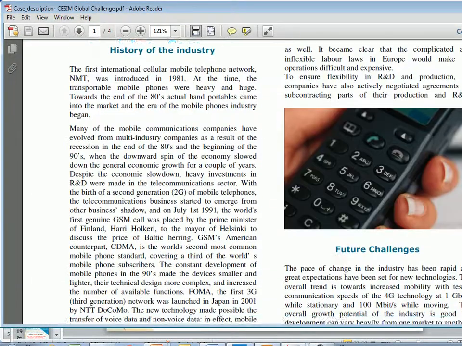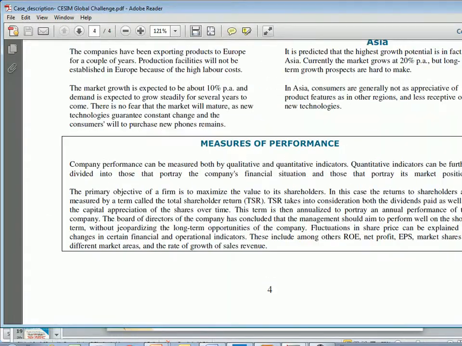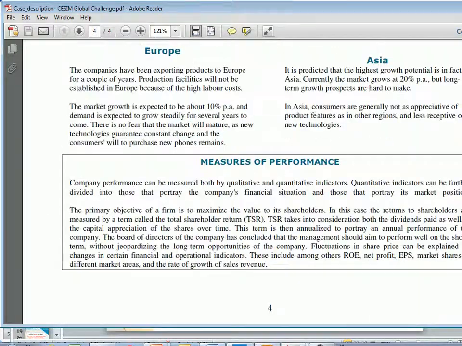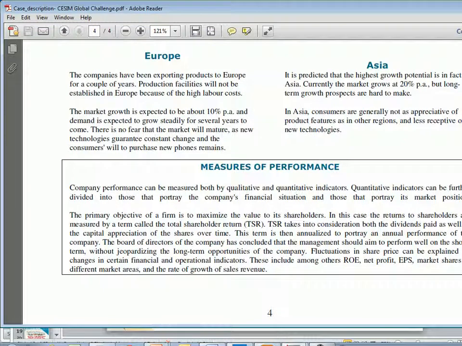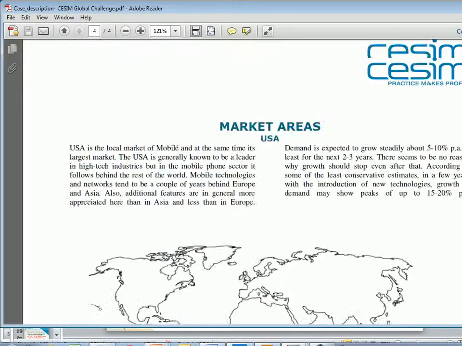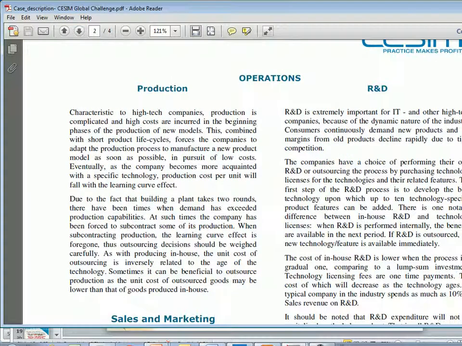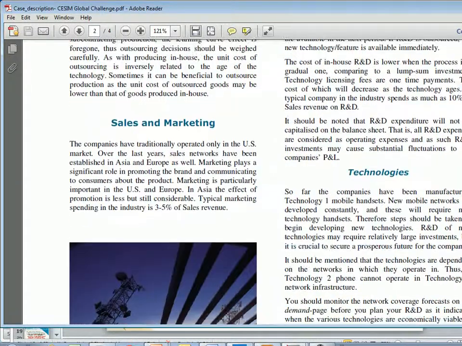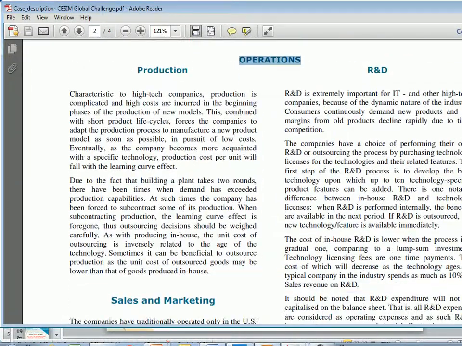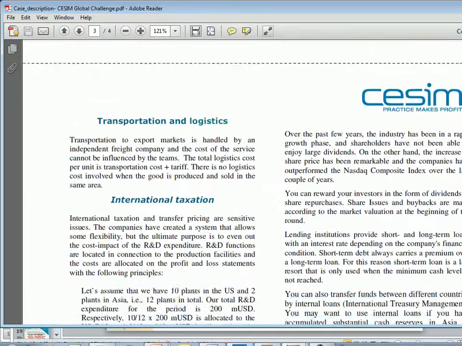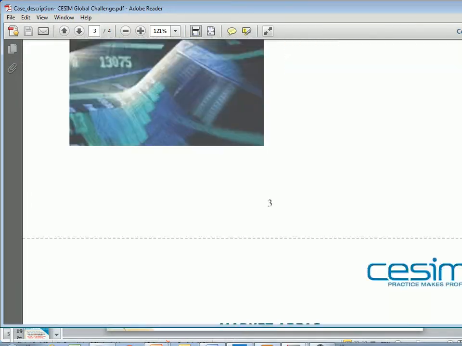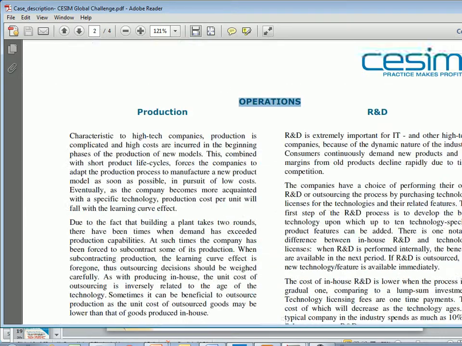We spent some time on the history of the industry, and we looked at the market. Remember, one way to tell you can win, to get your name on the plaque as top 1, 2, 3, is to maximize TSR. But let's take a look. So what we're going to do now is look at all of the operations: production, R&D, sales, marketing, technologies, transportation, logistics, international taxes, and finance. I'm hoping we can do this in half an hour.